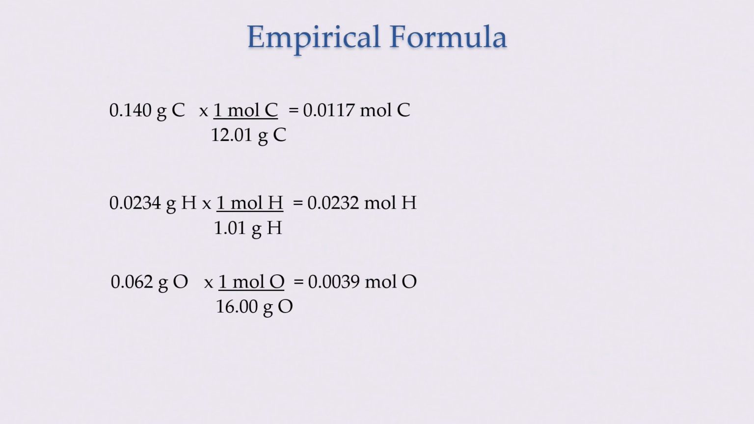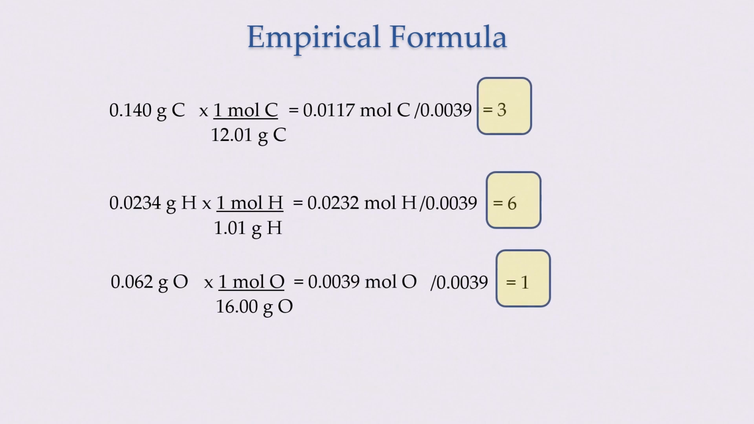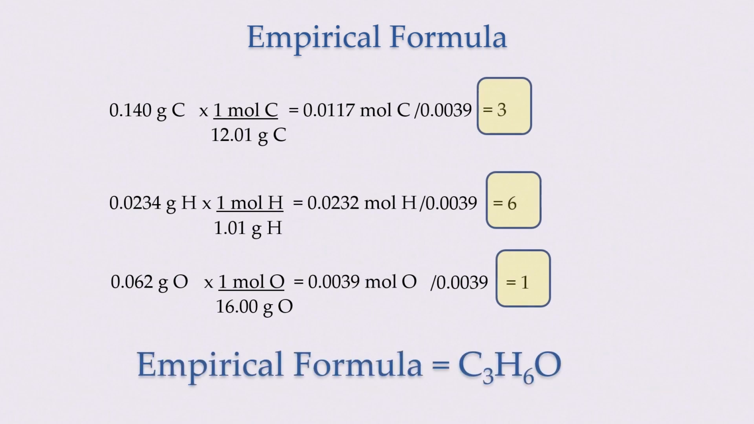To find the simplest whole number ratios, we can divide by the smallest moles, 0.0039 moles from the oxygen moles. The answers are the simplest whole number ratios, and the empirical formula is C3H6O. Let's find the molecular formula next.